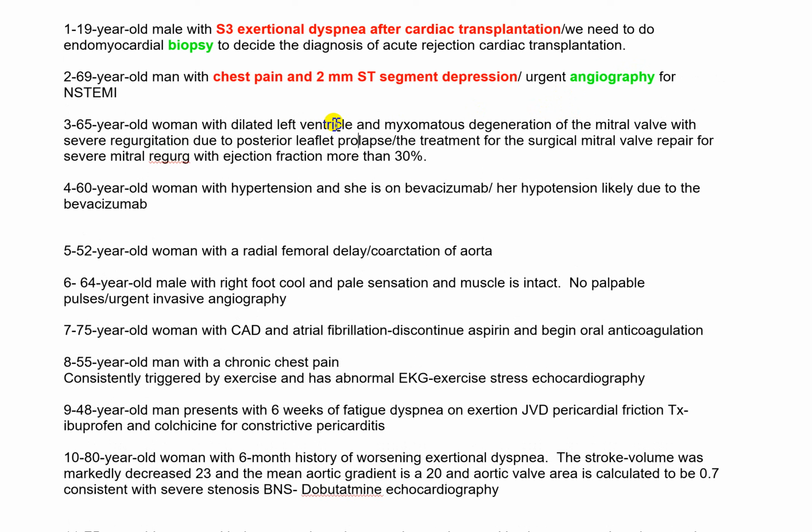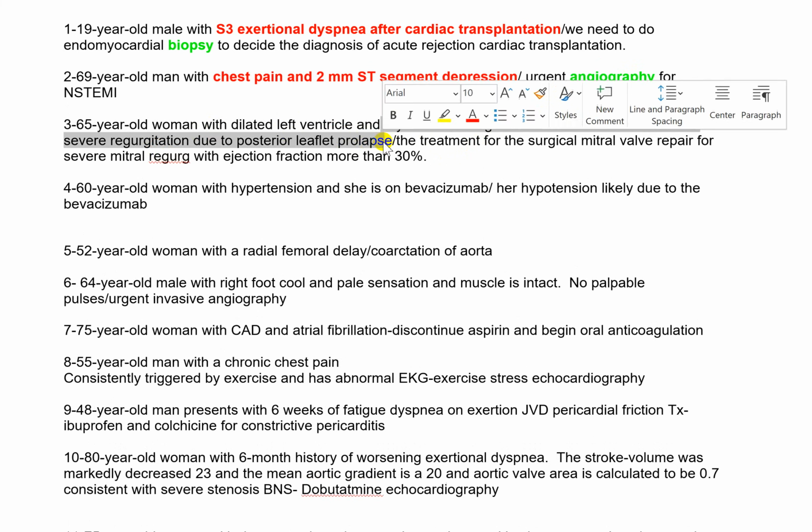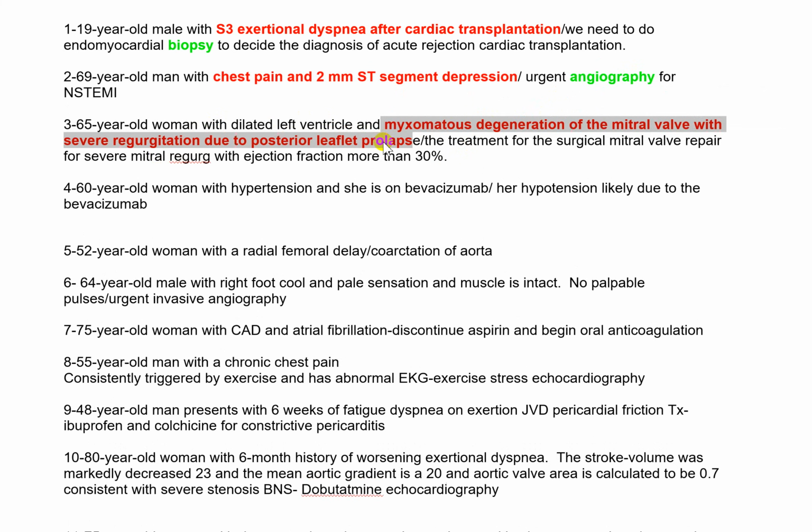The third idea, when you see myxomatous degeneration of mitral valve with severe regurgitation due to posterior leaflet prolapse, what do you think is going on in this patient? Yeah, mitral valve prolapse, and the treatment is surgical mitral valve repair. It's for severe mitral regurg. Whenever they say severe regurg, you need to repair that.